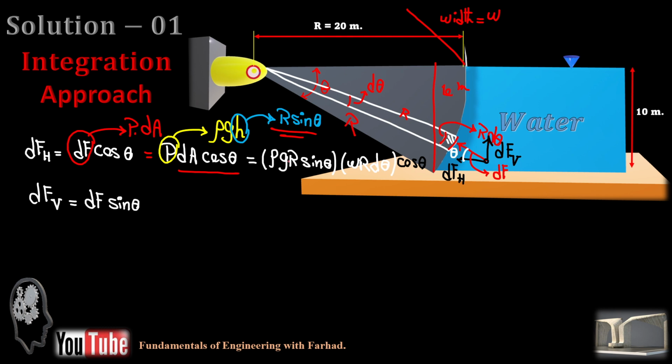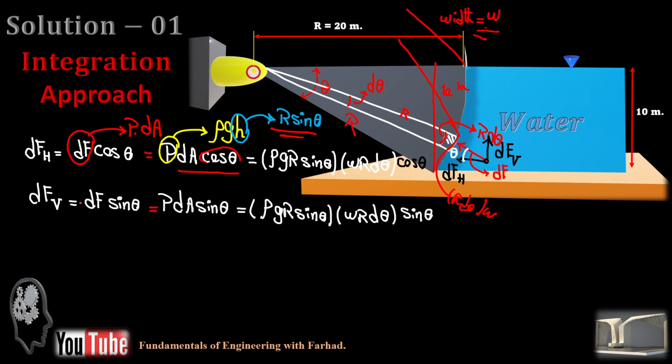So we have rho g r sine theta. For a small elementary portion, the length is r d theta, and the other dimension for area is the width of our gate, which is 35, but we just put it parametrically as w, so w r d theta, and then finally we replace cosine theta. Likewise, dF sub v is dF sine theta, that's PdA sine theta. If you rearrange it, you will reach this part.